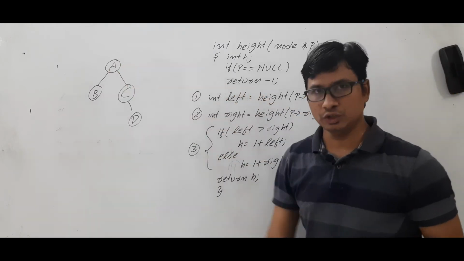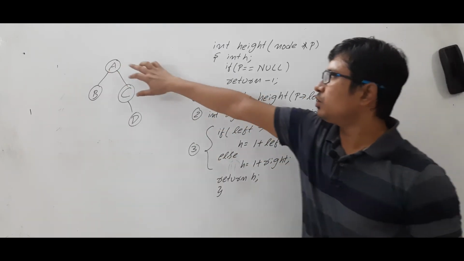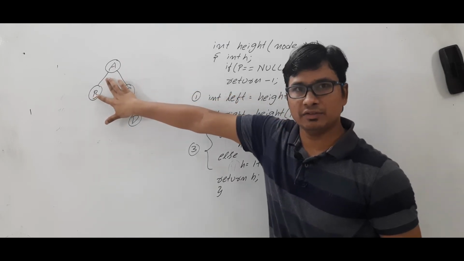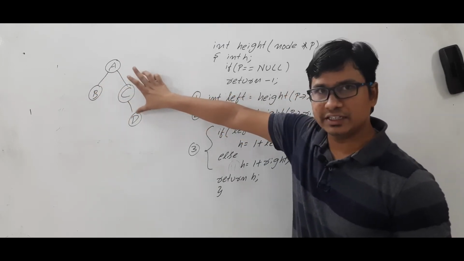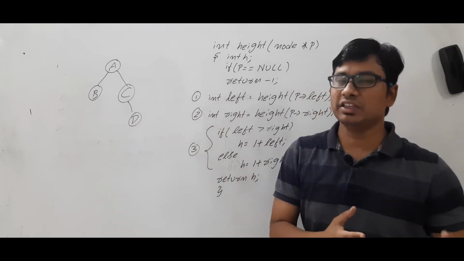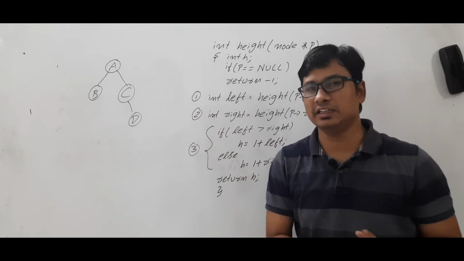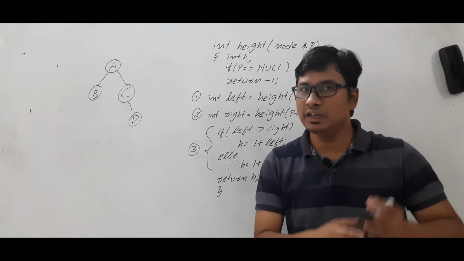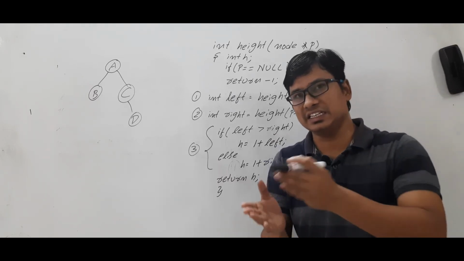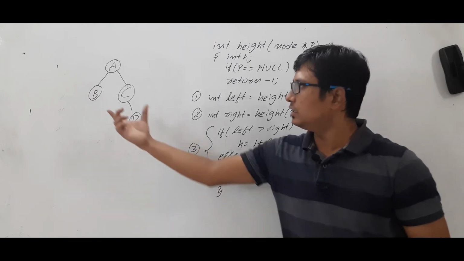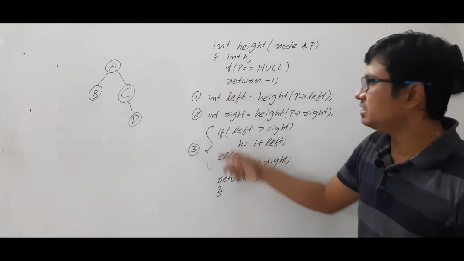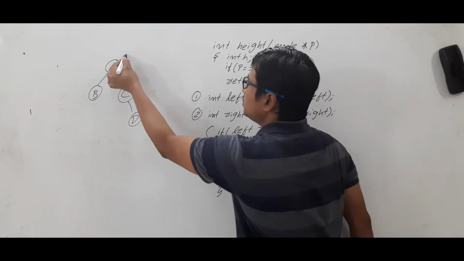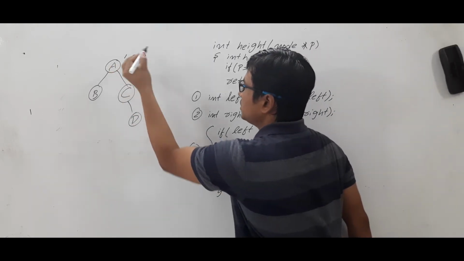because these 3 steps need to be performed at each node. If you want to compute the height of this node, first you need to compute the height of the left subtree, the height of the right subtree, then you need to check whether the height of the left subtree is greater than, equal to, or less than the height of the right subtree. You need to check that with these 3 steps. So at each node you need to do these tasks 1, 2, 3.